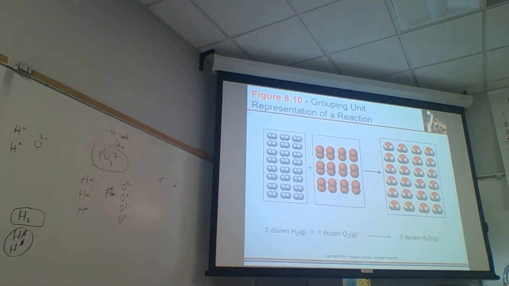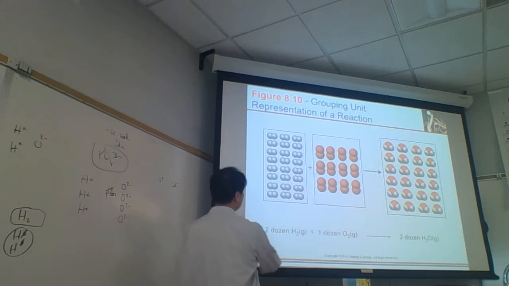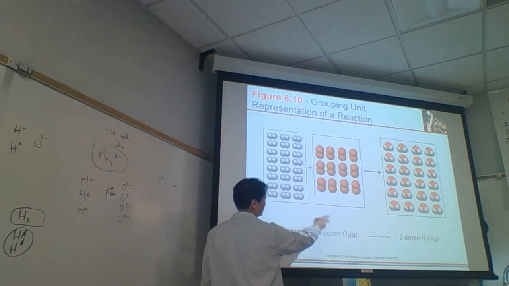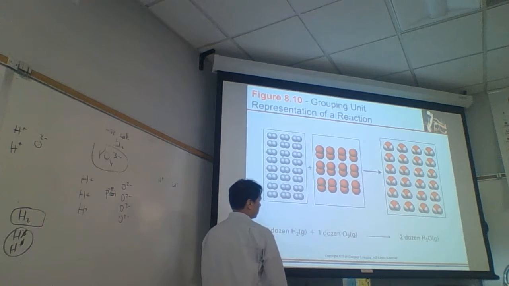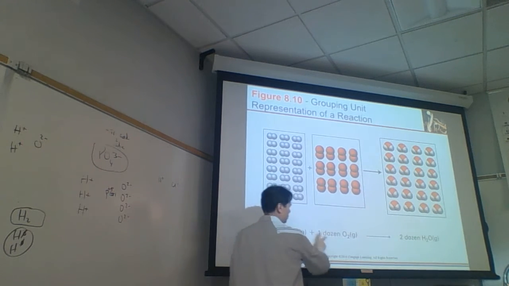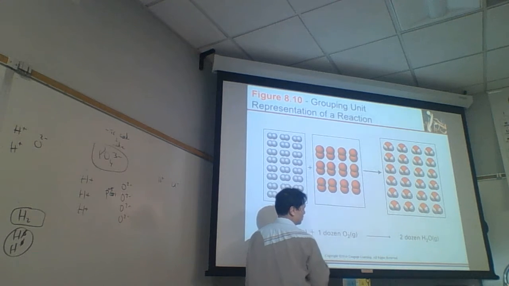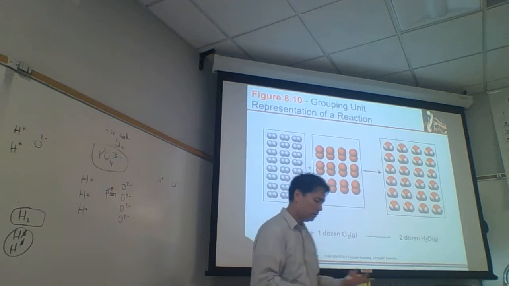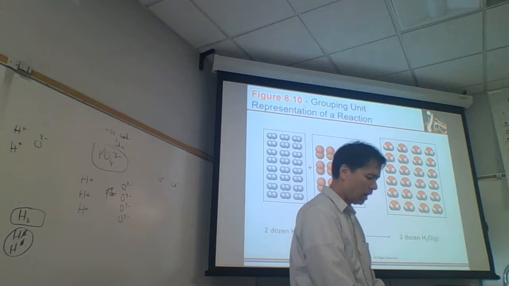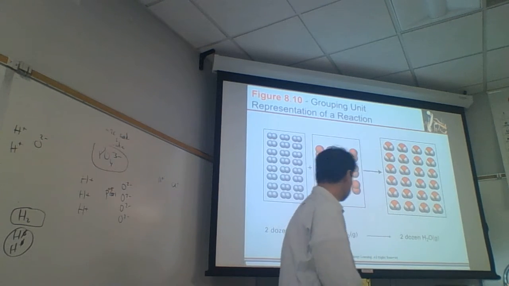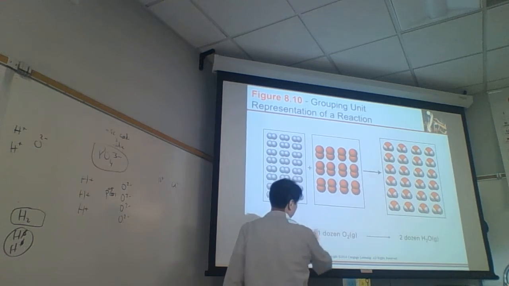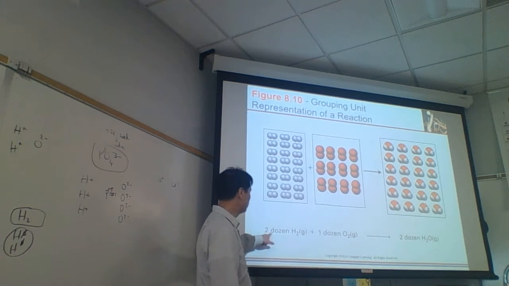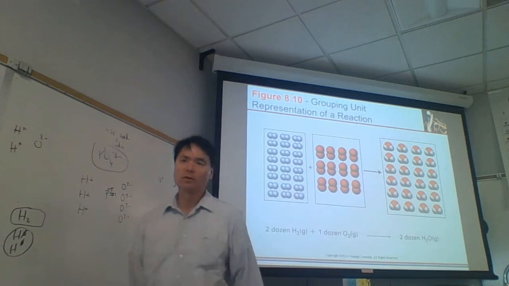Here, we don't use dozens, but if we did, this would be 2 dozen hydrogens, 1 dozen oxygen, 2 dozen water. What the chemical equation does is it just tells us the ratio. It tells us the molecule and atom ratio, how they react. It tells us the mole ratio. We don't use dozens because it's still too small. We have to use moles. So this would be 2 moles of hydrogen plus 1 mole of oxygen.